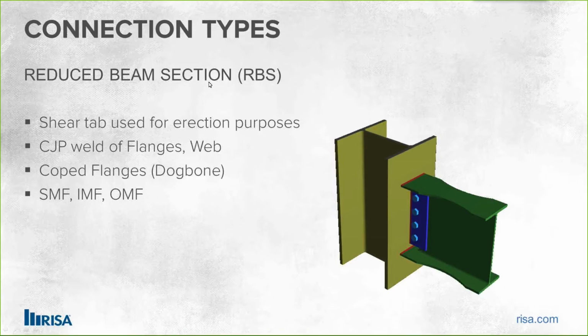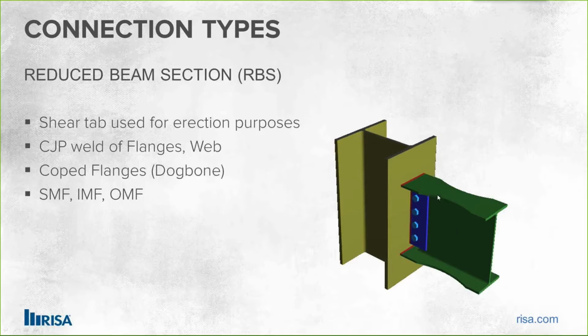Now in the case of the reduced beam section, what we have here is coped flanges. This is also called a dog bone connection. And the reason for the coping of these flanges is to force a plastic hinge to form right in this location. This is most commonly used for special moment frames. It can be used for an intermediate or ordinary moment frame, but this type of connection would be overkill for anything except for a special moment frame.